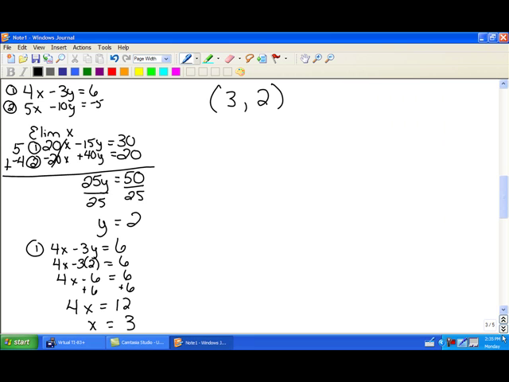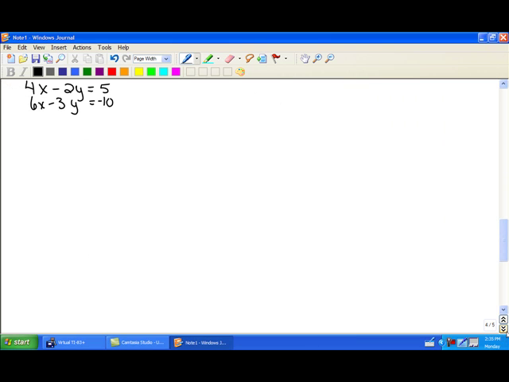Another example, looking at 4x minus 2y equals 5 and 6x minus 3y equals a -10. Choose a letter to eliminate. Since I've been using x's, I'll choose a y on this one. The least common multiple of my y's of -2 and -3 is going to be a 6. I need to make one of those y's a positive 6y and the other one a -6y.